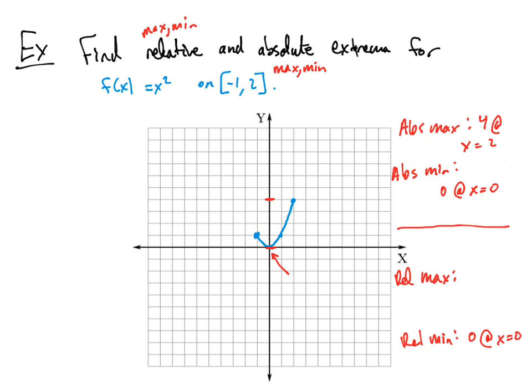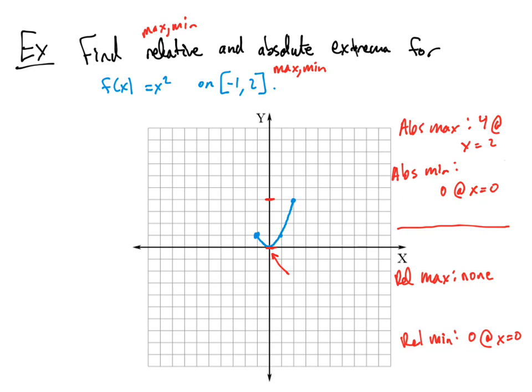Now, the relative max, well, it seems like this value right here might be a relative max, or maybe up here. But what we saw is that a relative max cannot be the endpoint of the interval. So we're not going to say that there is a relative max here. So for this particular function, there is no relative max.